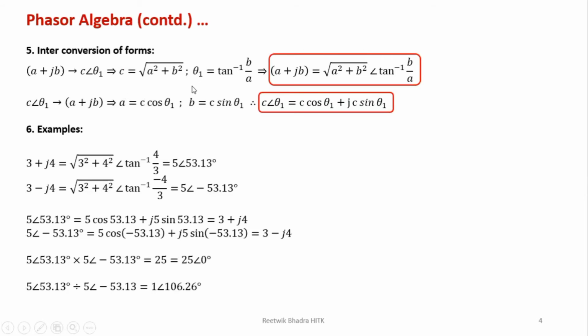This I think you know it, first one. Second, many of you may not know it, but first one you know it. A plus JB converted into C at an angle theta 1. What is C? Root over A square plus B square, the magnitude. And what is theta 1?